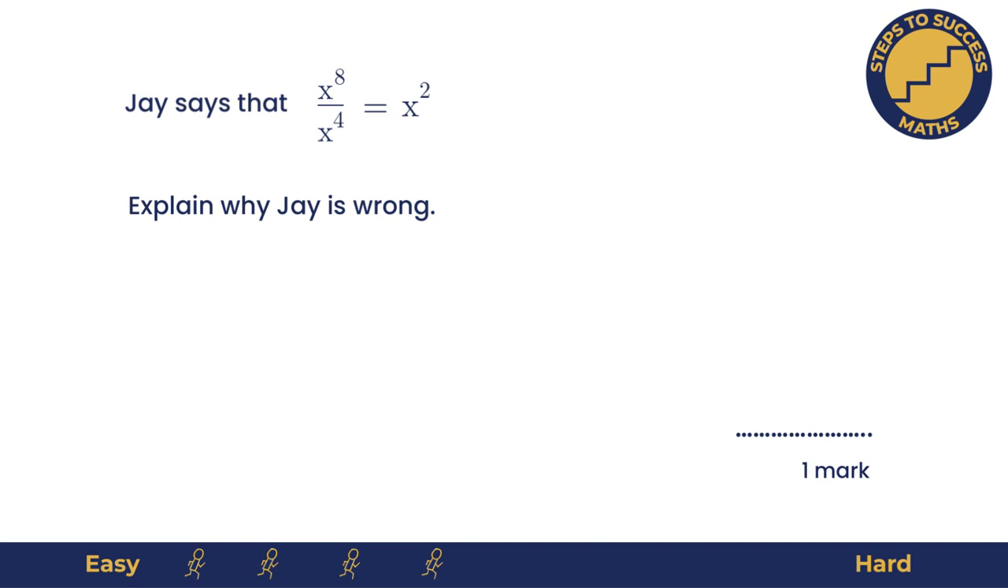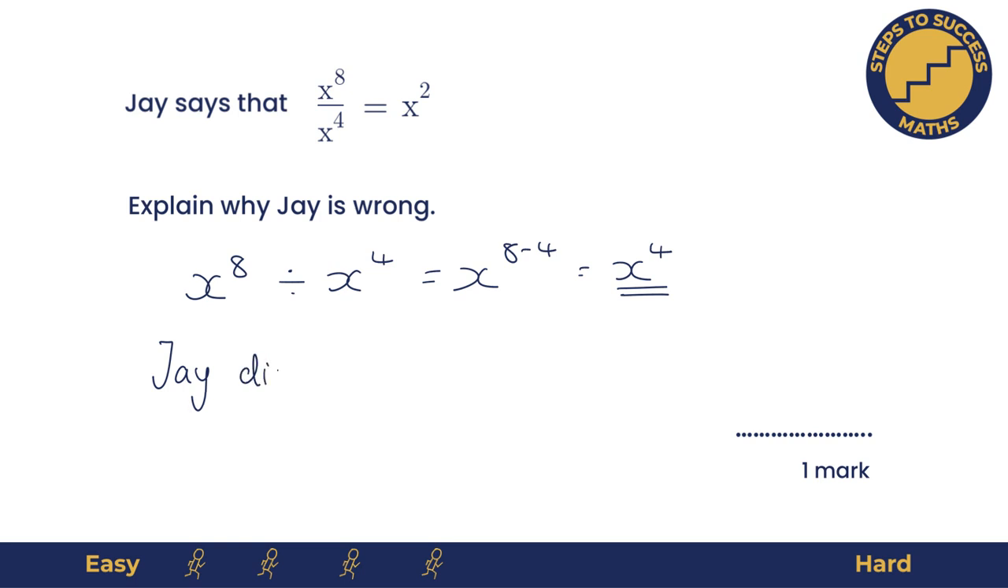J says that x to the 8 divided by x to the 4 is equal to x to the 2. Explain why J is wrong. So think about what you actually have to do here. If you were working it out, x to the 8 divided by x to the 4, you know you subtract the powers. It's 8 take away 4, so it's really x to the 4. What J has done is divide the powers, and you don't do that.